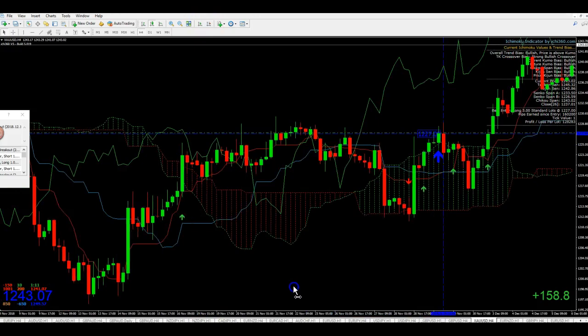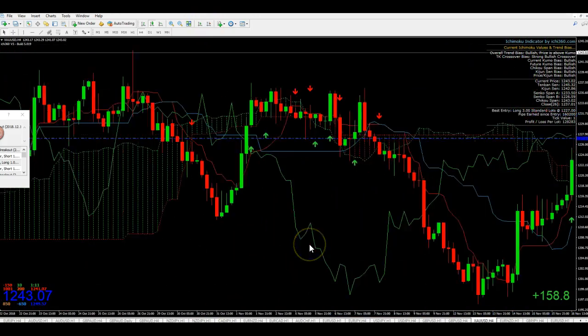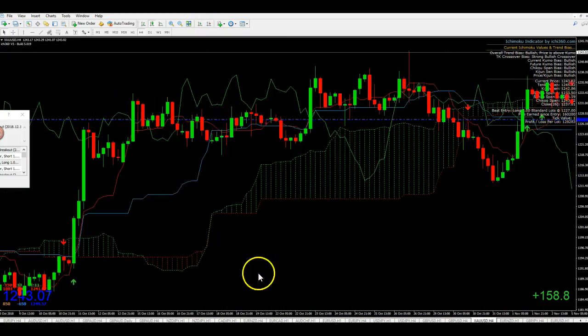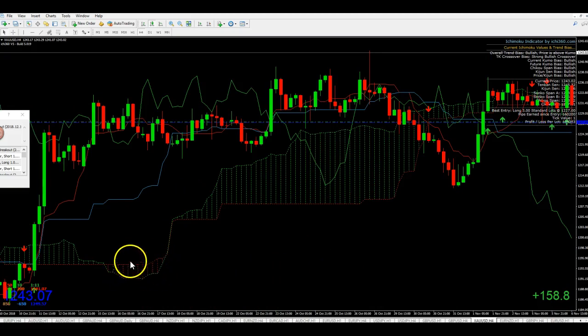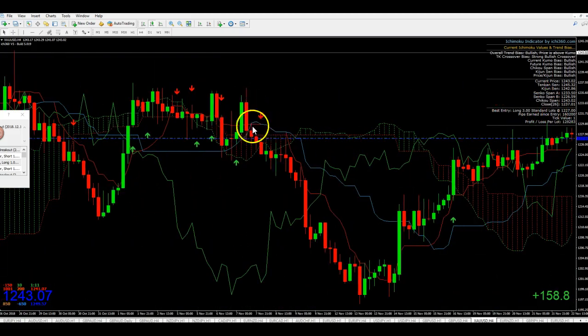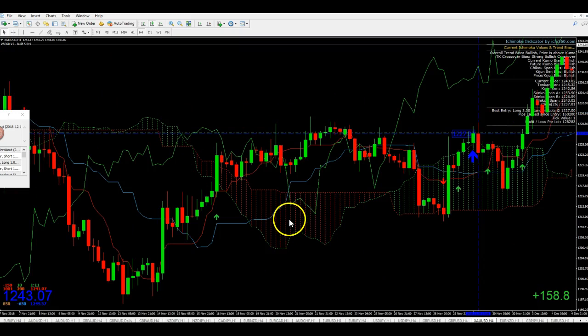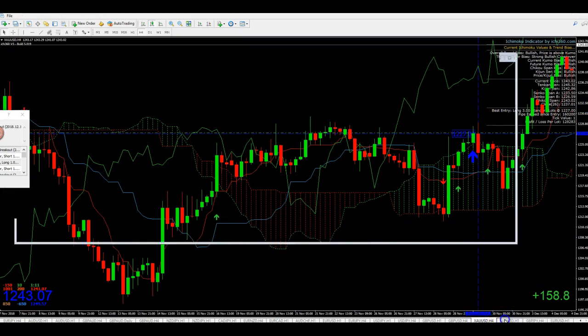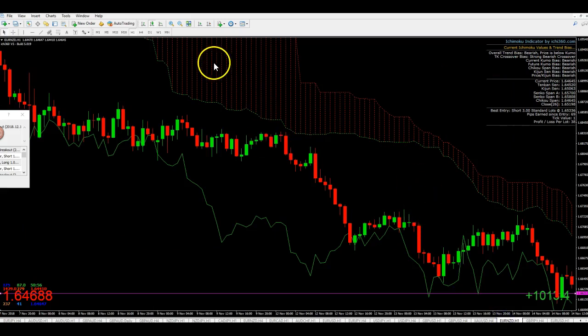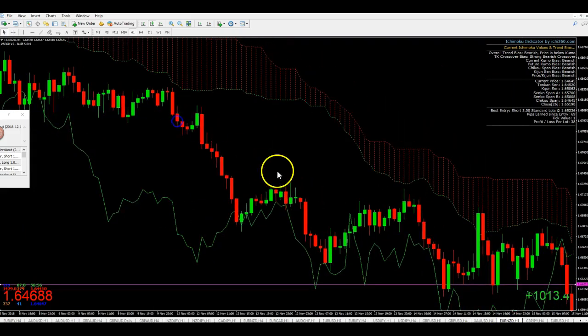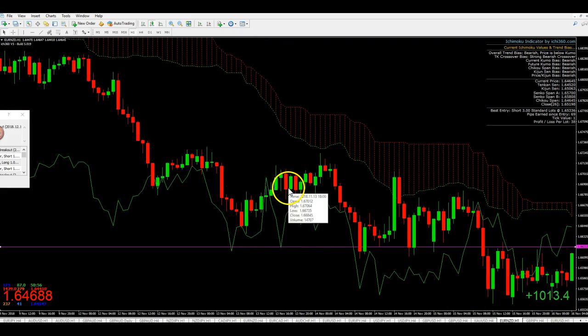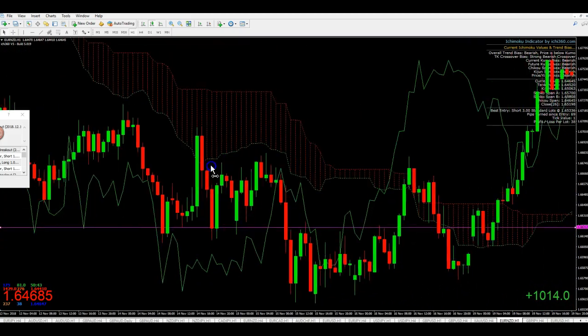Even as you can see here, let's just take it back a bit. The cloud is bearish here, even though it's small, but then it's bullish. It's bearish, bullish, bearish, bullish, and so forth. Not so with this trade. It was just one non-stop bearishness, if I could call it that, in the market.